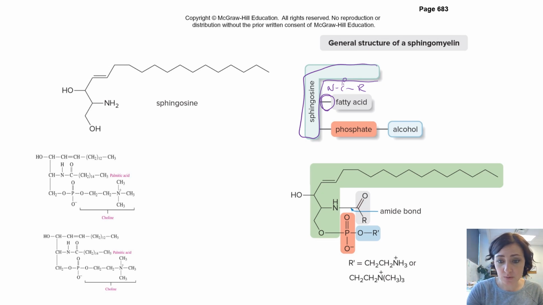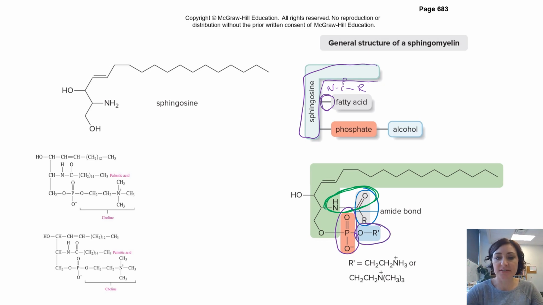All right, so looking at the structure, we went ahead and did a skeletal structure here. We have our fatty acid. We have an amide bond, and I like pointing out that you have a nitrogen right next to your sphingosine. You don't see an amide bond in anything else. That's a good telltale. You have your phosphate group in a phosphodiester bond, and you have your alcohol. This again can be lecithin, or it can be cephalin.